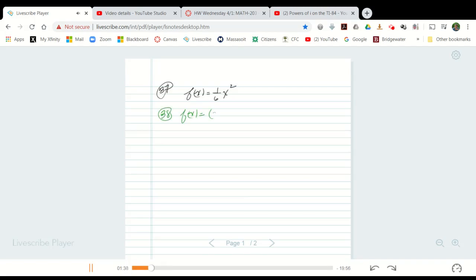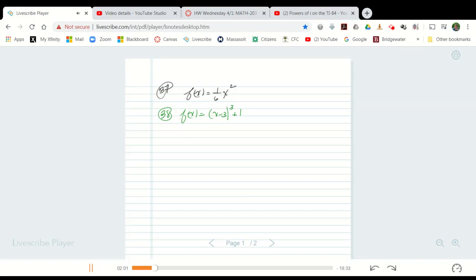38, f of x equals (x minus 3) quantity cubed plus 1. Here again, I'm not even going to talk about transformation because the cube functions are weird. That's sort of like an S on its side, so to speak. But I would just put 38 into your calculator.